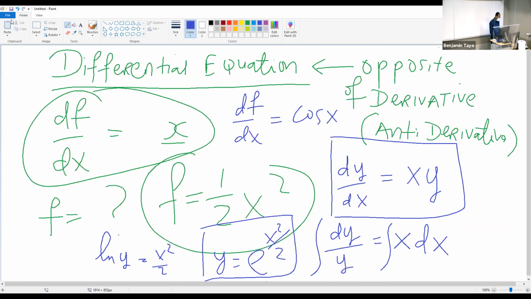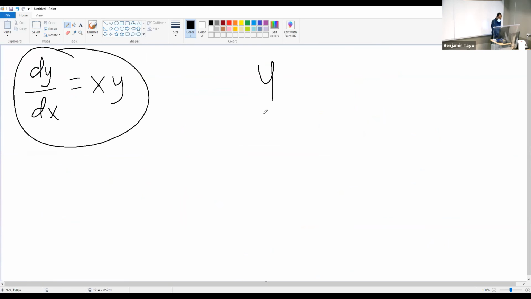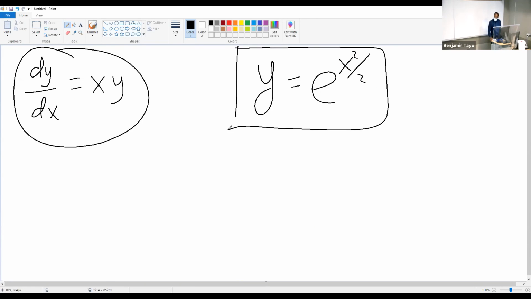Now, let's see something here. So this is what we started with, this equation here, dy by dx is equals to x times y. And we've just shown that y equals e to the power x squared over 2 is the solution. Now let's double check to make sure that this is the case. If I gave you this function and I asked you to find the derivative of that function, how would you do that? You can use chain rule.